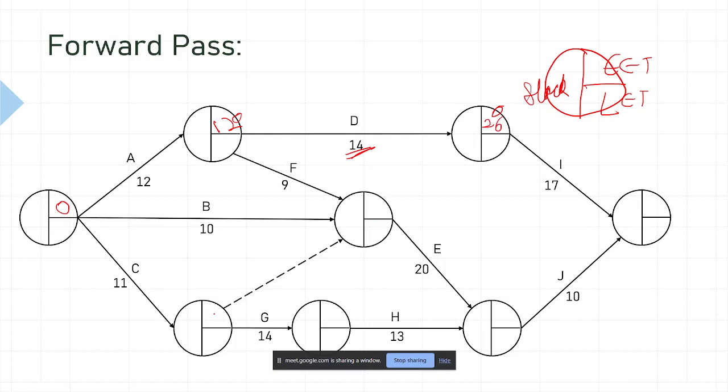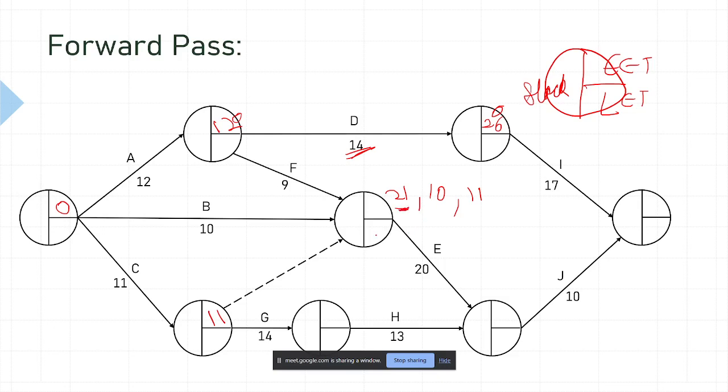Okay, so we have come back to the head event of C. What should be the value here? That's 11 for this event. We have three predecessors, so let's calculate all three. 12 plus 9, 21. 0 plus 10, 10. 11 plus 0, 11. So we choose 21. Why 21? Because it has the highest duration.